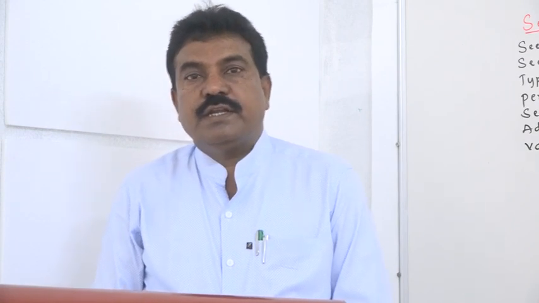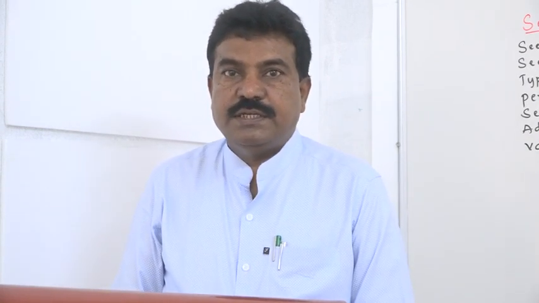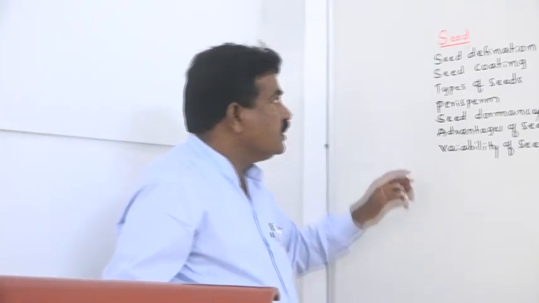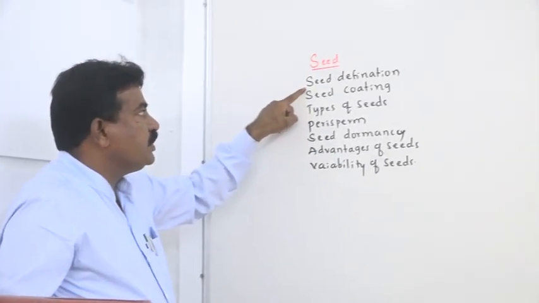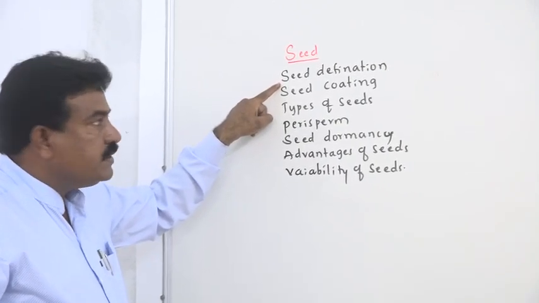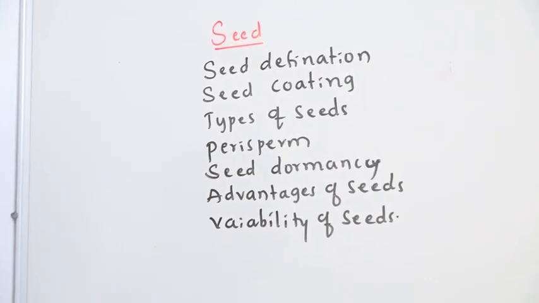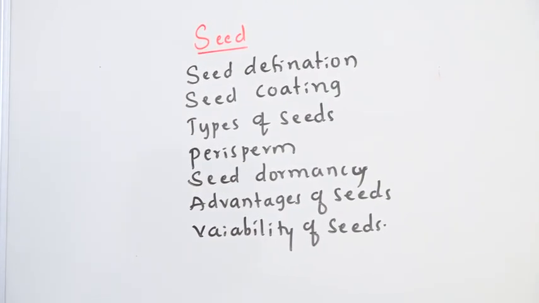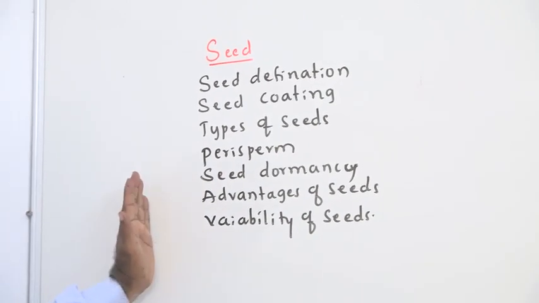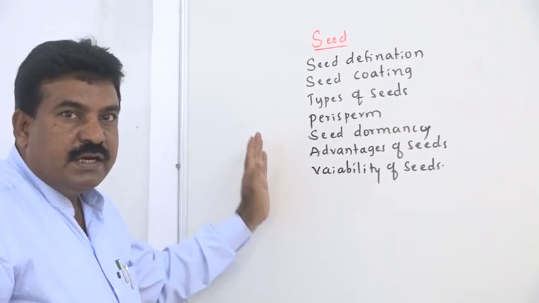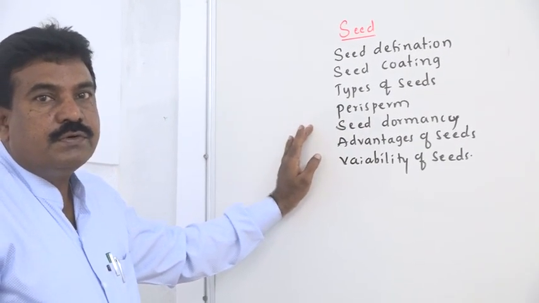Third major post-fertilization change is seed. In seed term, we have to discuss first the definition of seed, because in our textbook the information is given for both seed and fruit in mixed format. Therefore, we make it separate. Only seed information we select first, and later we have to study fruit separately.